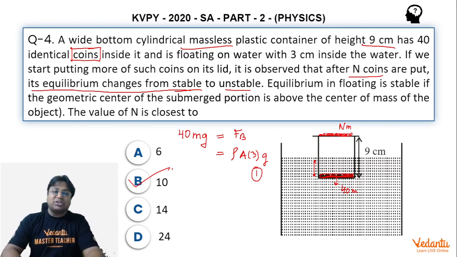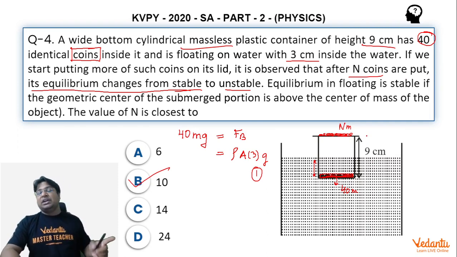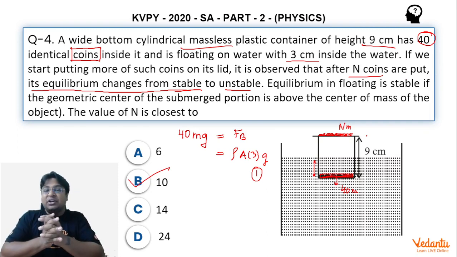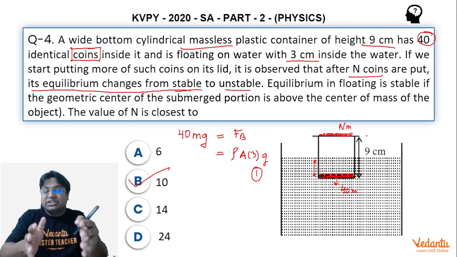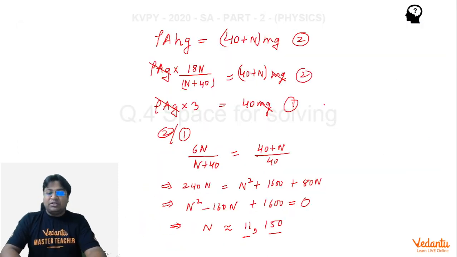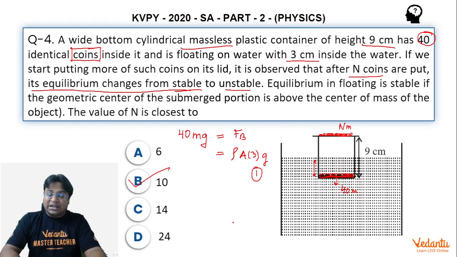150 cannot be the correct answer because understand this. This total height is 9 centimeter, and when we used 40 coins, we were able to submerge 3 centimeter of it. So if I add another 40 coins, 6 centimeter will go under the water. If I add another 40 coins, that means a total of 80 more coins, then this object will be completely submerged under the water. So before this happens, we will get to the stage where the stable equilibrium changes into the unstable one. So we are looking for the smaller value of n that can satisfy this equation. So 11 would be the correct answer, any value close to 10. Out of the given options, we can pick 10 as the correct answer.